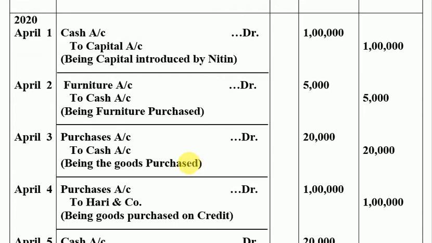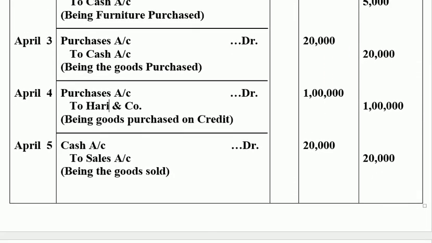Here cash is going out, that's why it is going to be recorded according to the rules of real account also. We have already discussed that whenever assets decrease, it will be recorded on the credit side. Clear? So the narration of this question is, being goods purchased. Now comes the next one, that is purchase goods from Hari and Company. The next transaction is purchase goods from Hari and Company.